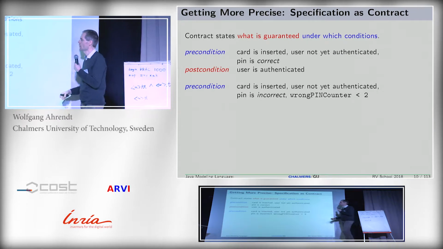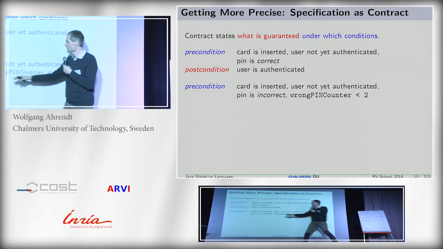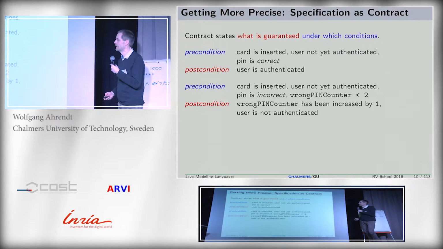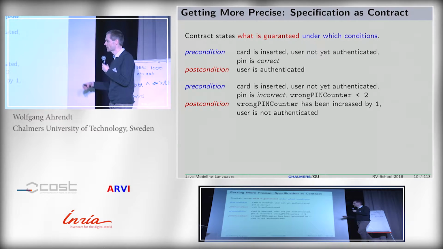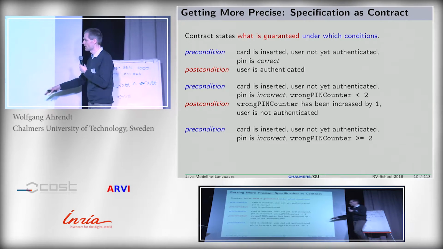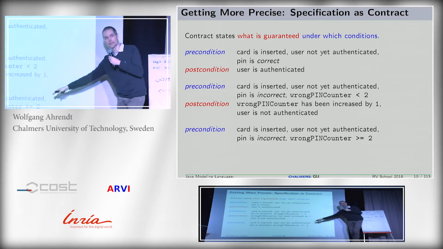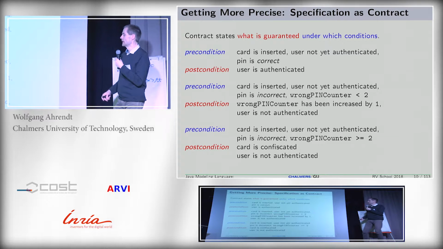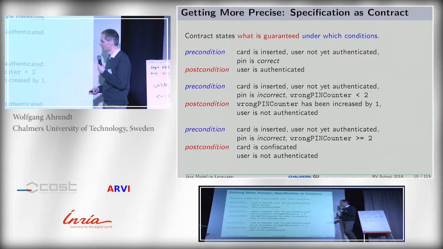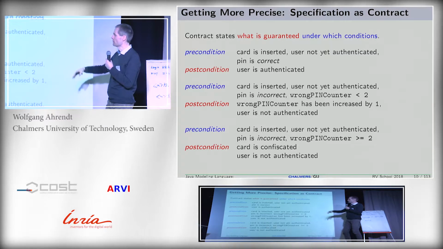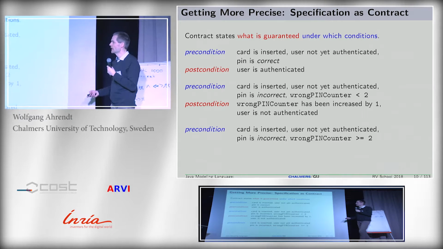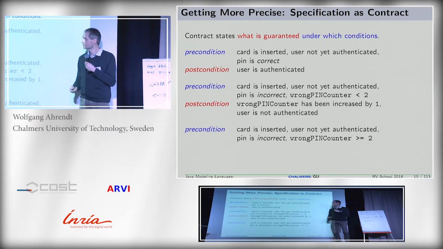Under another assumption where everything is the same, but the PIN is not correct, but the wrong PIN counter is small enough, then the wrong PIN counter should be increased by 1, and the user is not authenticated. And in a similar scenario where the PIN is not correct, but the wrong PIN counter has exceeded its limit, then the card is confiscated, whatever that means formally. We will see about that. And the user is not authenticated. So this already gives a lot more structure. It's still English, but it's a lot more structure than the text I just had.